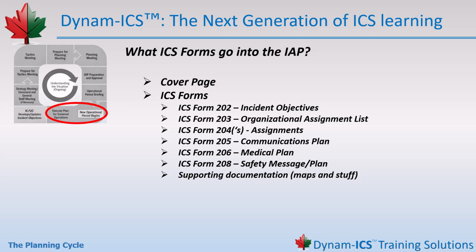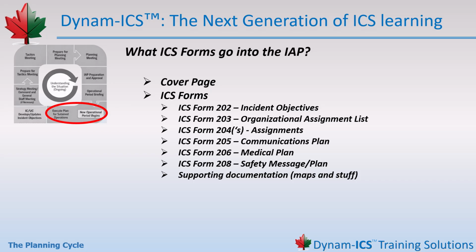Next is ICS Form 205, Communications Plan. This details radio frequencies, talk groups, phone numbers, and other communication systems being used so everyone knows how to connect. Use caution when including sensitive numbers in case the document ends up in the wrong hands. Then comes ICS Form 206, Medical Plan. This identifies medical aid stations, ambulance procedures, hospital locations and contact numbers, and what to do in the event of an injury. And finally, ICS Form 208, Safety Message or Safety Plan.